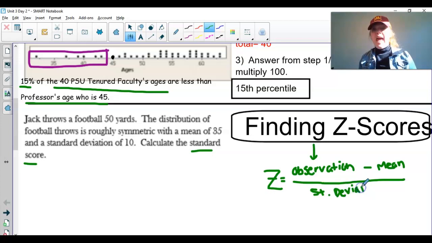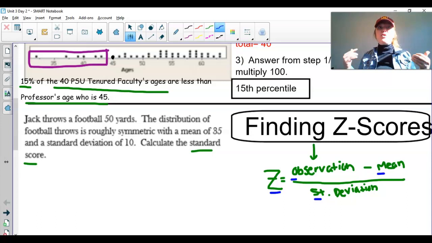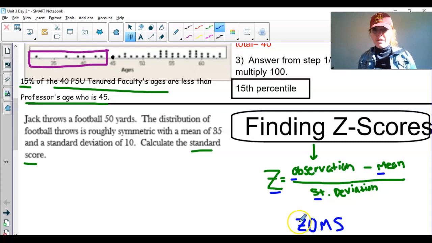I like to use an acronym for this, Z-O-M-S, to memorize a z-score formula because you're going to be using it all the time. It should be memorized even though you get open notes. You don't want to constantly be looking for this formula. We use this all the time in statistics throughout the year, okay? So ZOMS. I'll talk about this quite a bit. A z-score is equal to the observation minus the mean divided by the standard deviation.